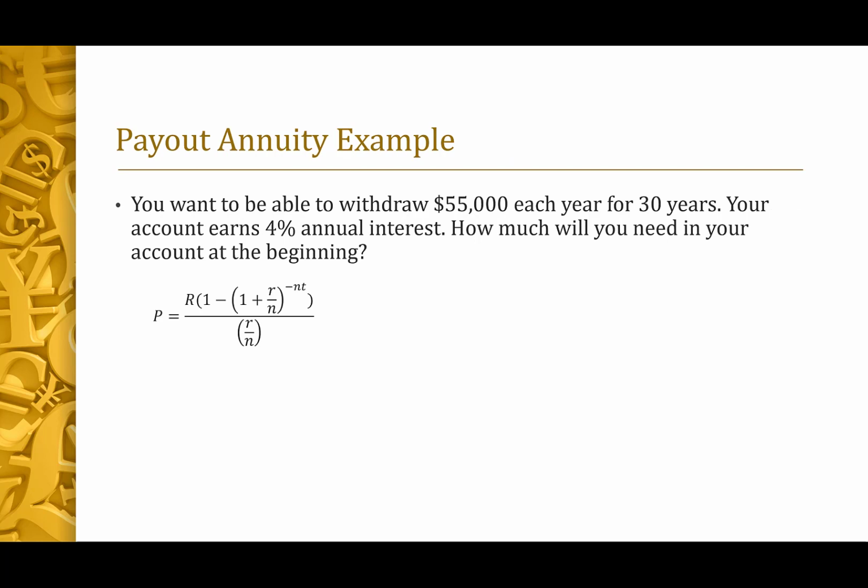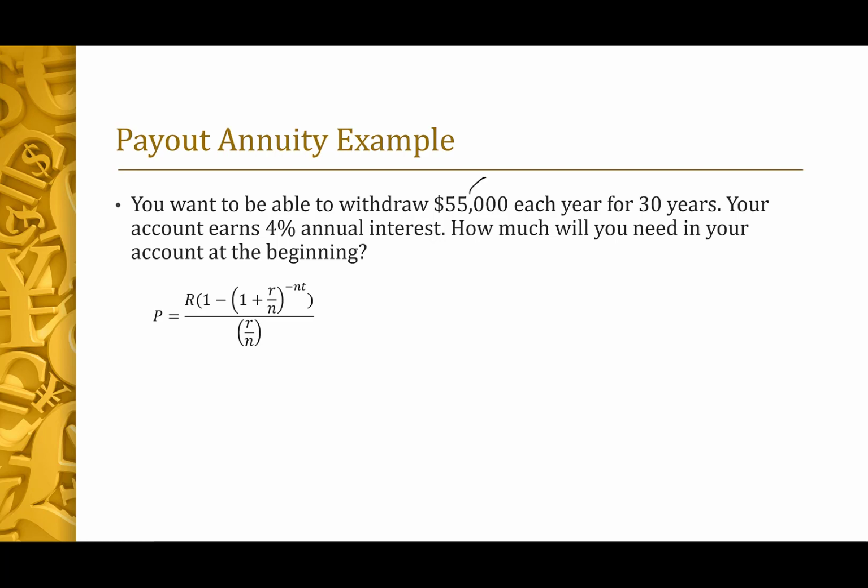Say we want to be able to withdraw $55,000 a year. Like we're thinking we're retired. We only need $55,000 a year for 30 years, because we're going to retire for a long time apparently. So our account is earning 4% interest. How much will we need in our account at the beginning, so that we can draw this out? So what's important here?